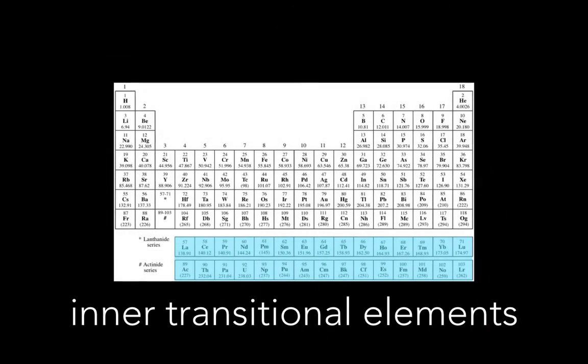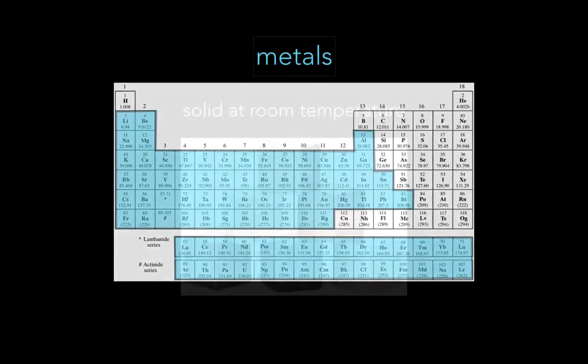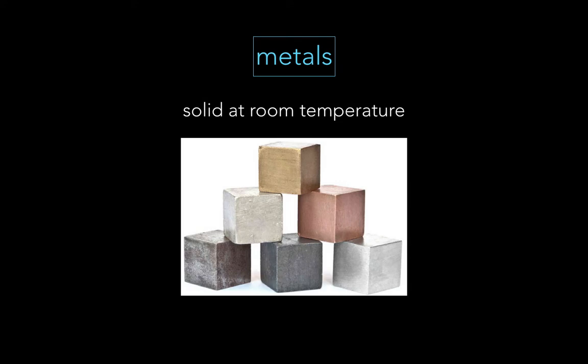And then you have your inner transitional metals. These inner transitional metals actually fit within the transitional metals. That's why they're called inner. And all of these are metals. Okay, so your metals share characteristics. They're usually solid at room temperature. There's only one metal on the periodic table that is a liquid at room temperature. That's mercury.